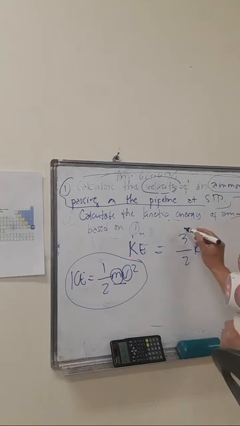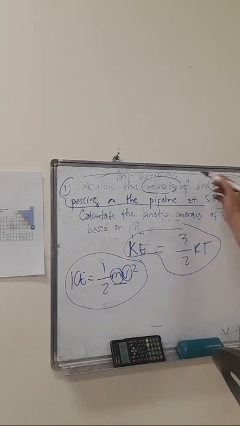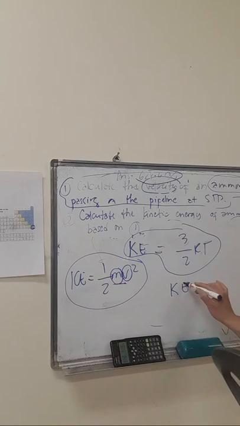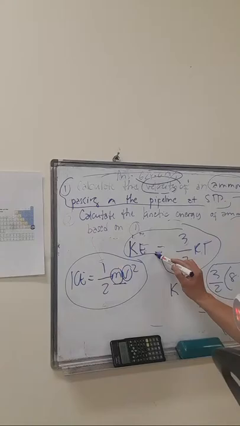Now, compute. You have now the velocity, 628.6 meters per second. But calculate first the kinetic energy. So, 3/2 times the universal gas constant, 8.314, times 273.15. So, in this situation also, you need the velocity. So, that's the time you will connect this original formula.